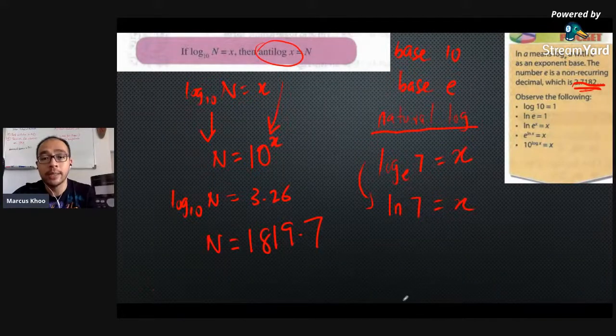In the same way, let's say if I want to find the value of ln 7, we press ln, then we just press 7. So ln 7 equals 1.9459, and so on.